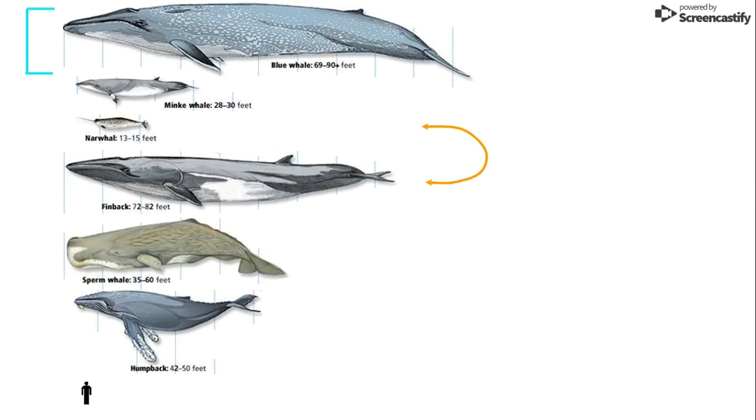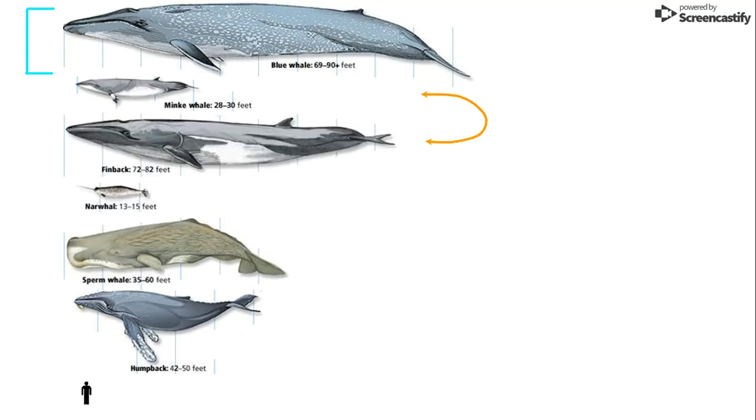But when we compare the narwhal and the finback, the finback is definitely larger than the narwhal, so we must swap the 2. Finally, when we compare the finback and the minke whale, we see that the minke whale is smaller, so we must swap.